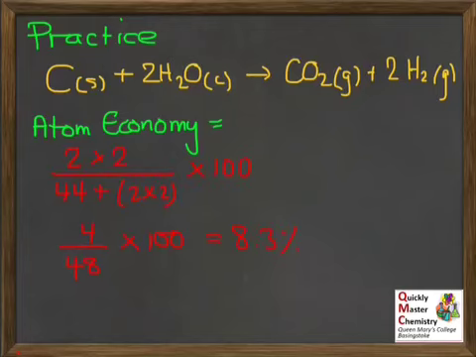And your calculation should look like this. So note we've got 2 moles of hydrogen in the product, so we've got to have 2 times 2 on the top, and then on the bottom the 1 carbon dioxide, 44, plus the 2 hydrogens, and then we're going to multiply by 100. That gives us 8.3% as our atom economy. Very low.